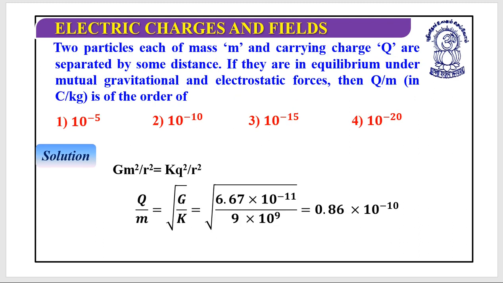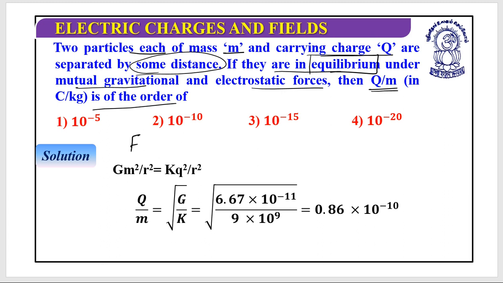Suppose they have given this, that two particles each of mass m and having a charge q are separated by some distance r0. If they are in equilibrium, that means a net force acting under mutual gravitational and electrostatic force, then you are required to find out q to m is of the order of. So you have two forces. One is the gravitational force. What will I write for it? It's G into m square by r square.